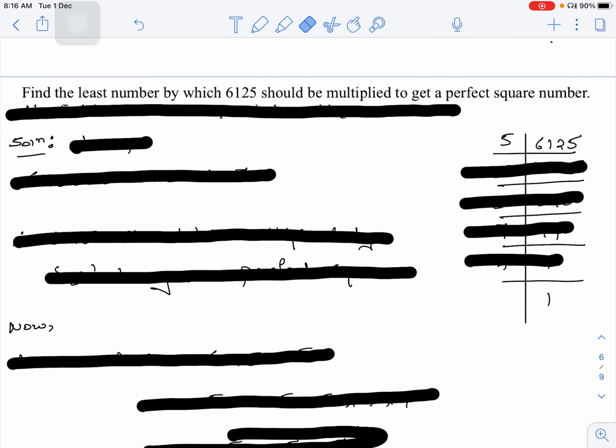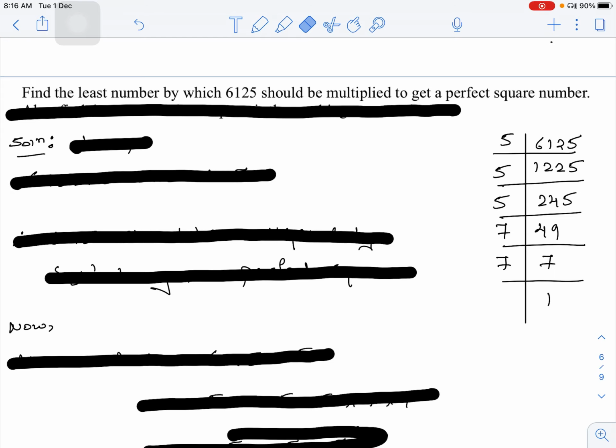Okay, so here we have 6125. Now it is not divisible by 2, it is not divisible by 3, so we will directly divide it by 5. Five 1 2 5s are 6125, five 245s are 1225, five 49s are 245, then this 49 is not divisible by 5, so we will divide it by 7. Seven sevens are 49 and seven ones are 7. Now all these numbers are the factors of 6125. So here 6125 can be written as 5 into 5 into 5 into 7 into 7.